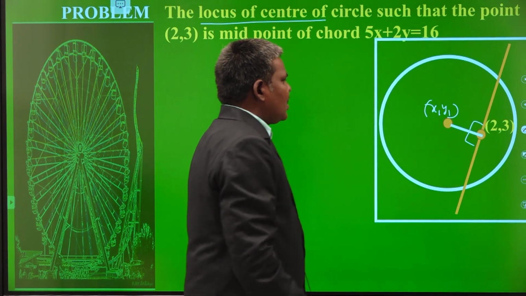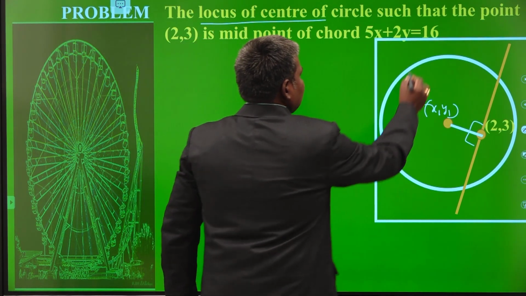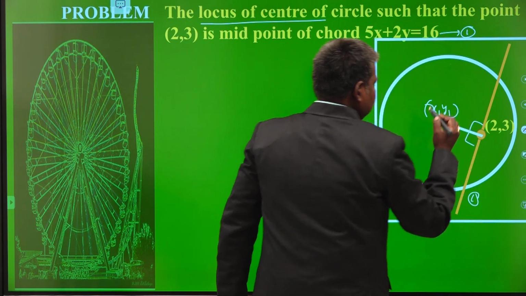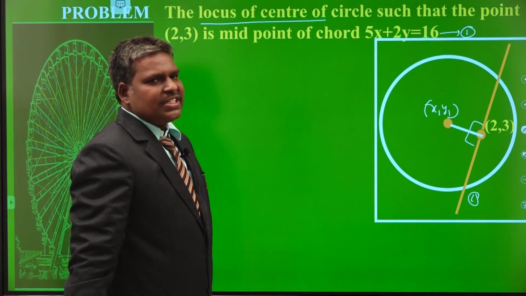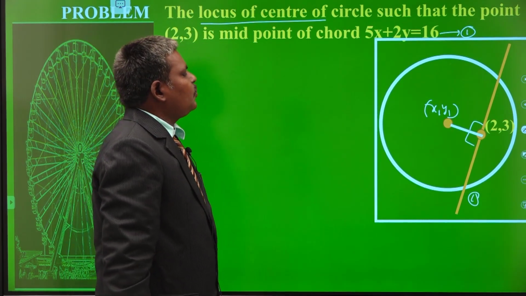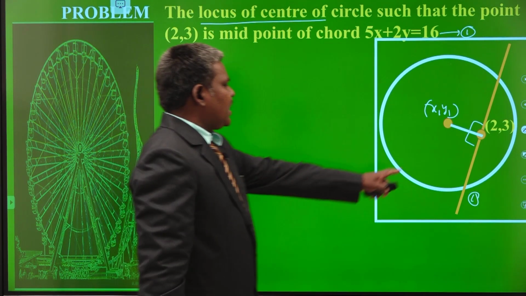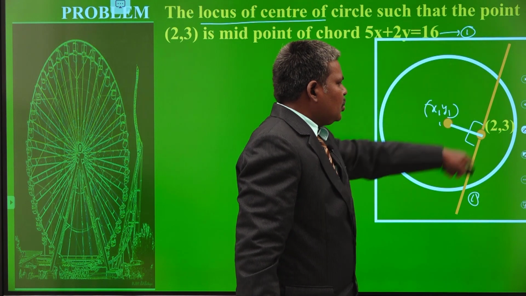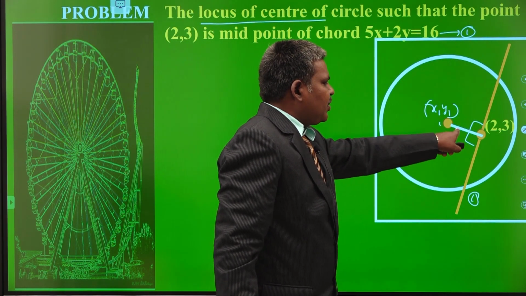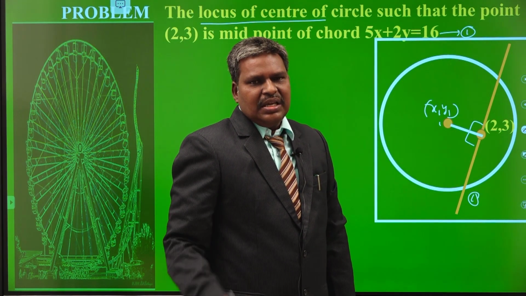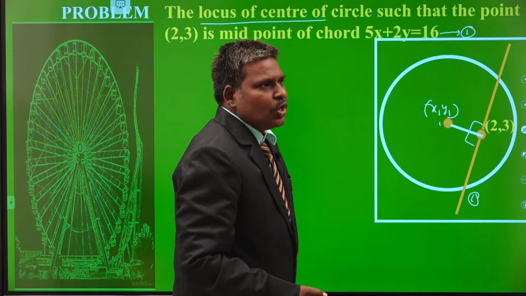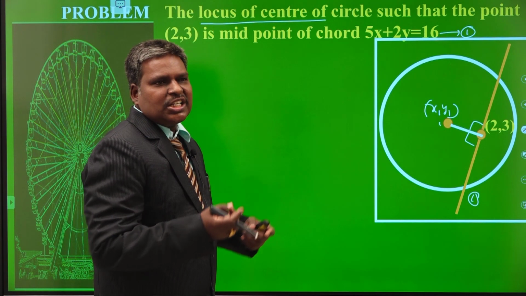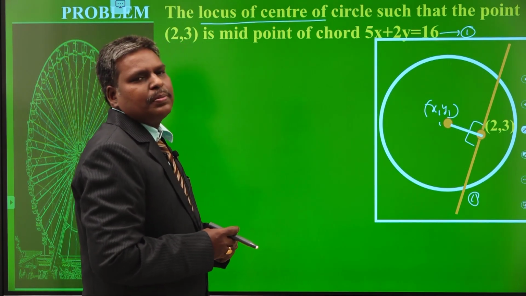Let us say the center is (x1, y1). You know this equation, this is equation number 1. By the diagram itself, you can think how to tackle this one. This is 90 degrees. You know this point (x1, y1). This is (2, 3). You know the entire line equation. The angle between the two lines is 90 degrees. Immediately the product of the slopes is equal to -1. If two lines are perpendicular, the product of their slopes is equal to -1.